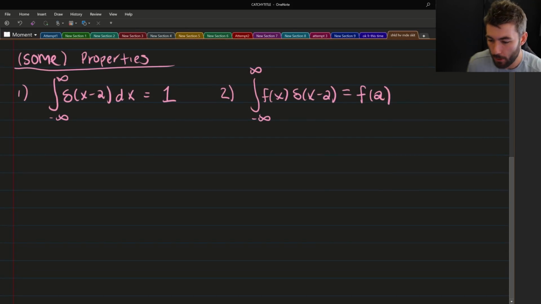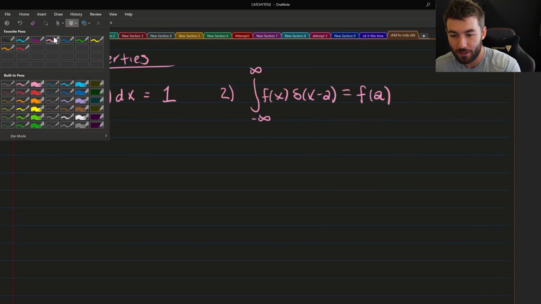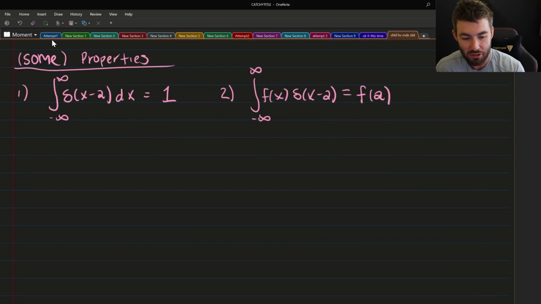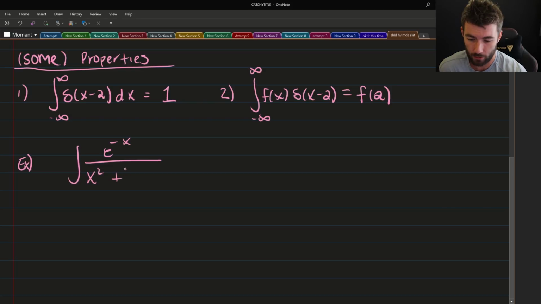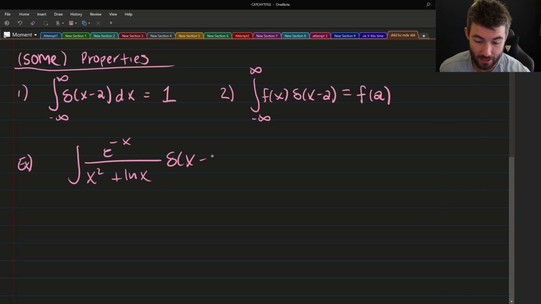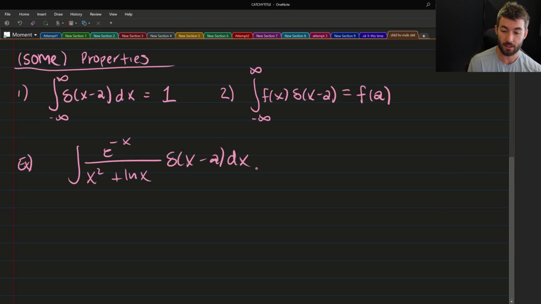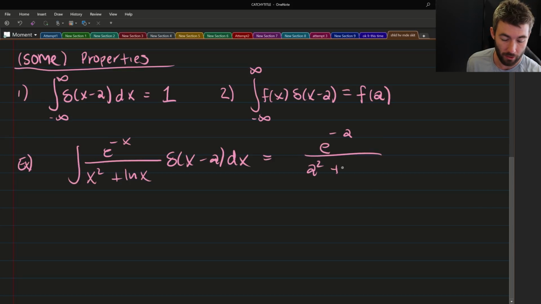Now this is all a little abstract. Let's do a quick example. I promised you that using delta functions makes integration pretty easy, or I should say where they show up, integrals become easy. So if I wanted to integrate e to the minus x over x squared plus the log of x, times delta of x minus a, integrated over x, I just evaluate the function at a. This is e to the minus a over a squared plus ln of a. Really simple to use these.